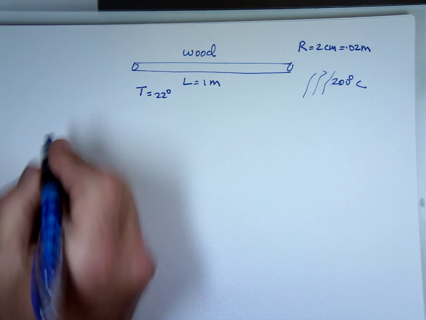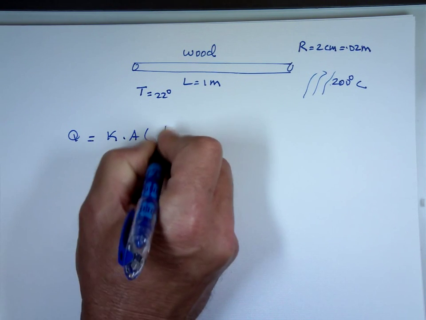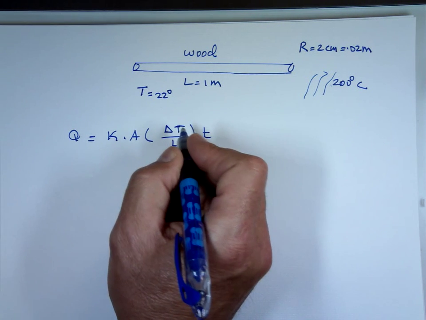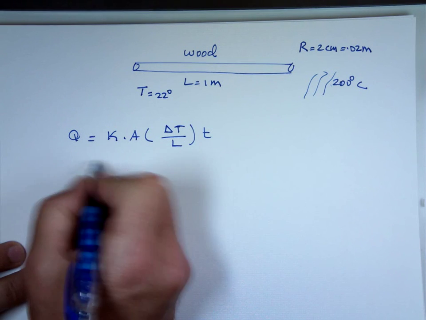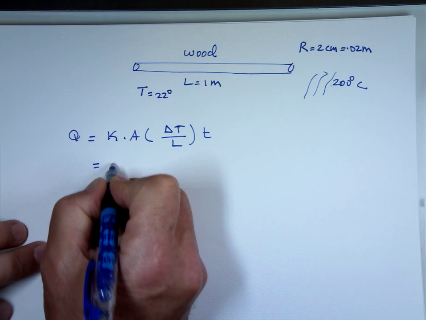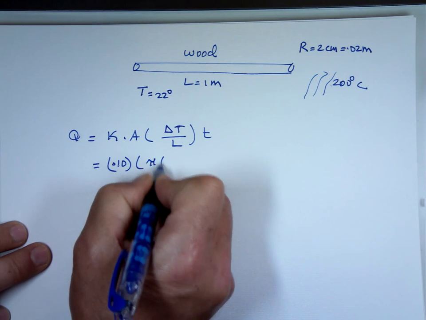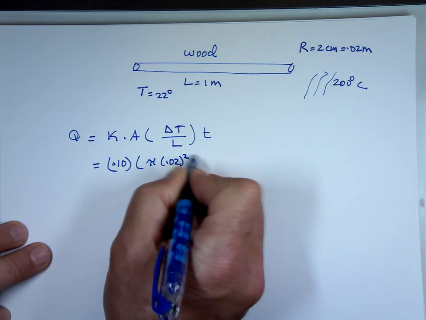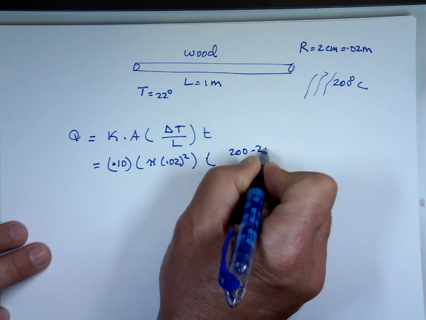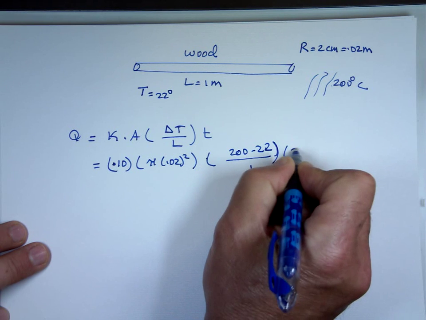22 degrees. I'm not changing anything, except instead of steel, I'm using wood. Let's see what Q is. Q equals K times A times the change in temperature over the length times the time. K for wood, let me look at the chart, 0.1. Area, pi r squared. Times the change in temperature, 200 minus 22, over 1, and times the time, which is what, 300?